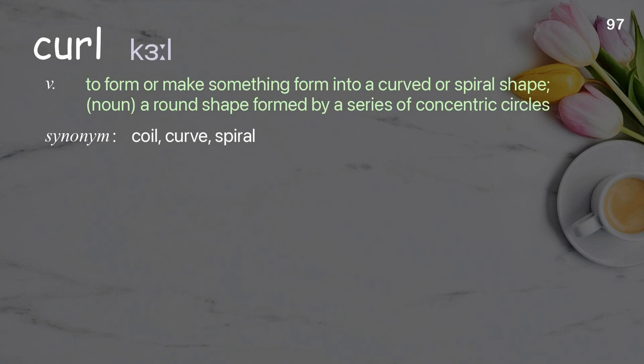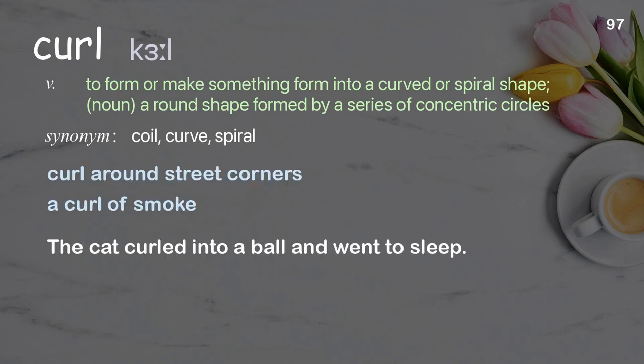Curl: to form or make something form into a curved or spiral shape. Noun: a round shape formed by a series of concentric circles. Examples: curl around street corners, a curl of smoke. The cat curled into a ball and went to sleep.